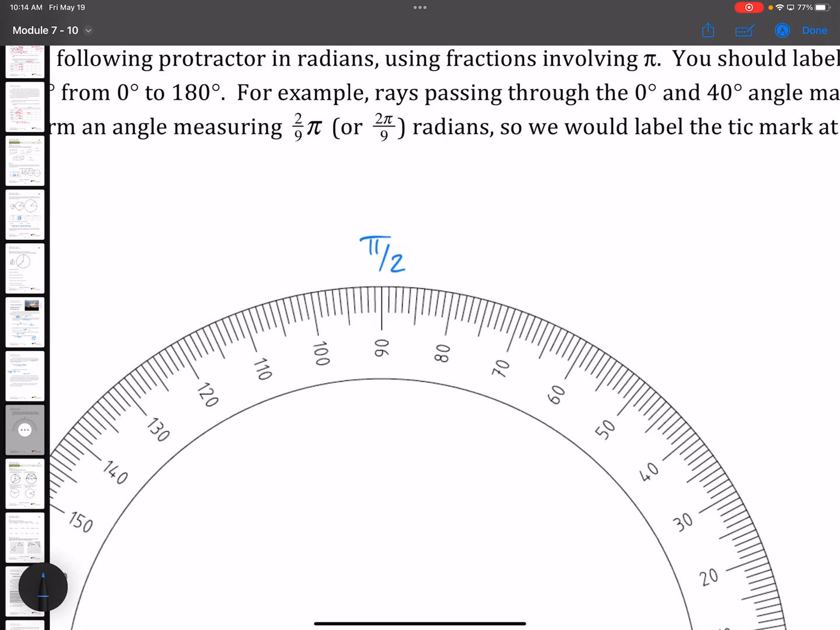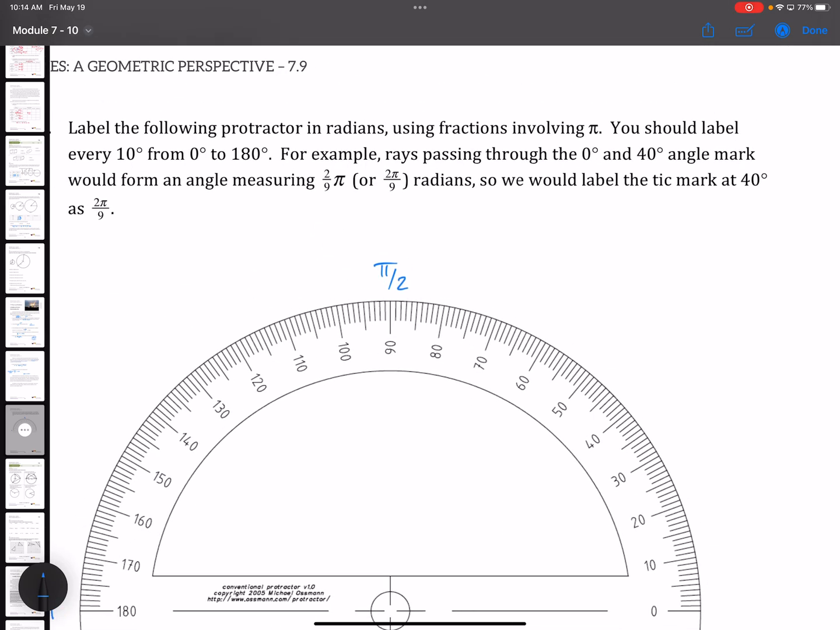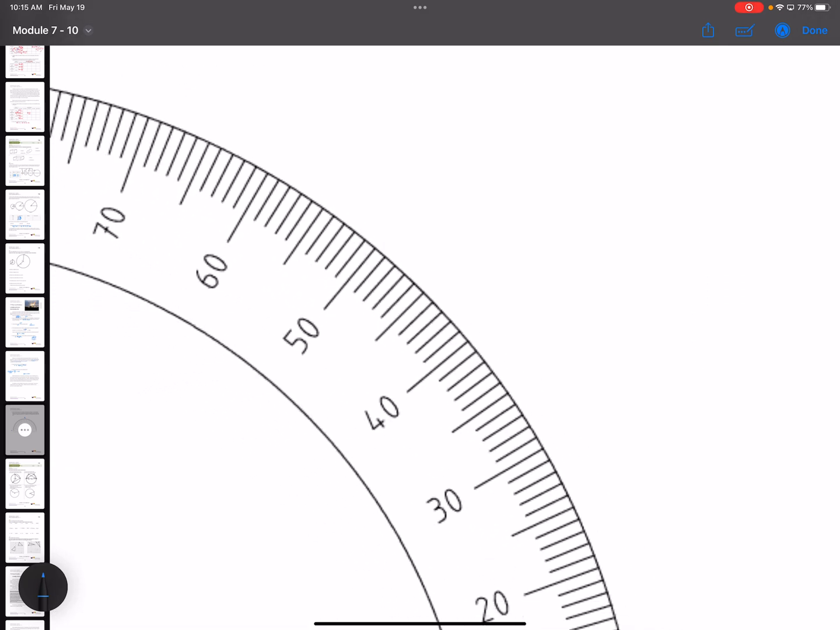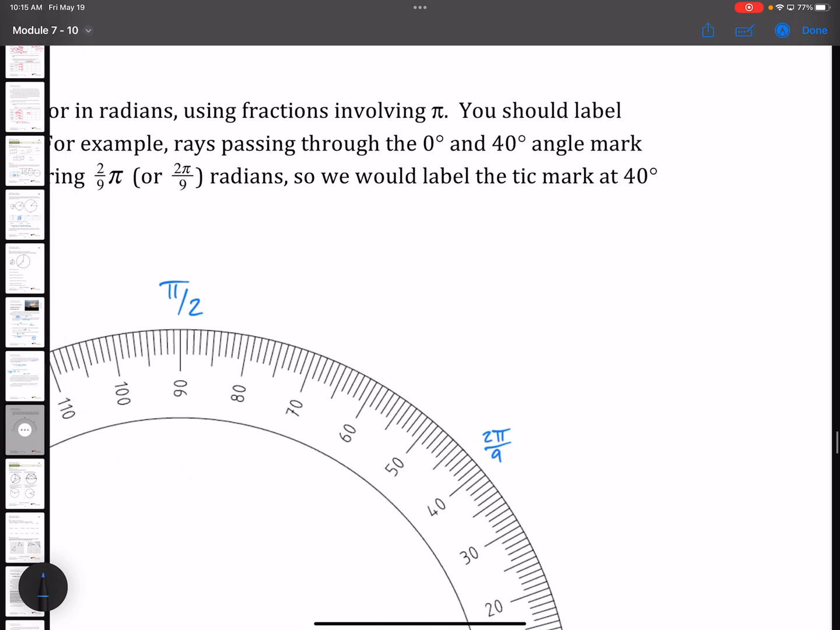Okay? Now, what does the paragraph directly above say? Label the following protractor in radians using fractions and pi. So how about 40 degrees? 40 degrees would form an angle measuring 2 over 9 pi, or 2 pi over 9. How did they get that? Is 40 a ninth of a circle? Almost. It is actually 1/9 of a circle, which means it's 2/9 of half of a circle.